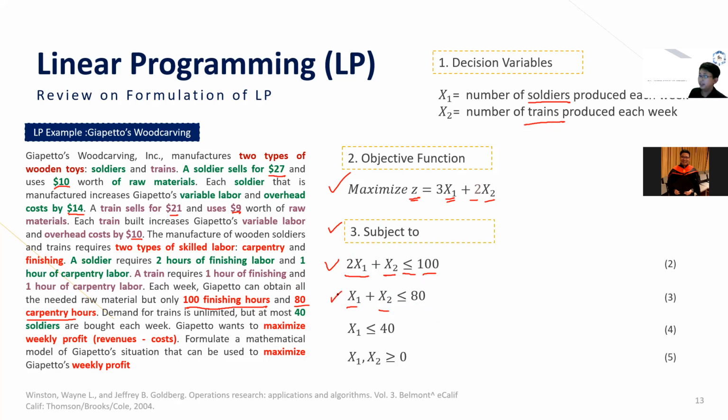And the last constraint is that since we can only sell 40 soldiers, we don't bother to produce more. So x1 should be less than or equal to 40, right? Then there is the sign constraint, because the amount of product that you produce should be greater than or equal to 0, to make sure the number is positive.